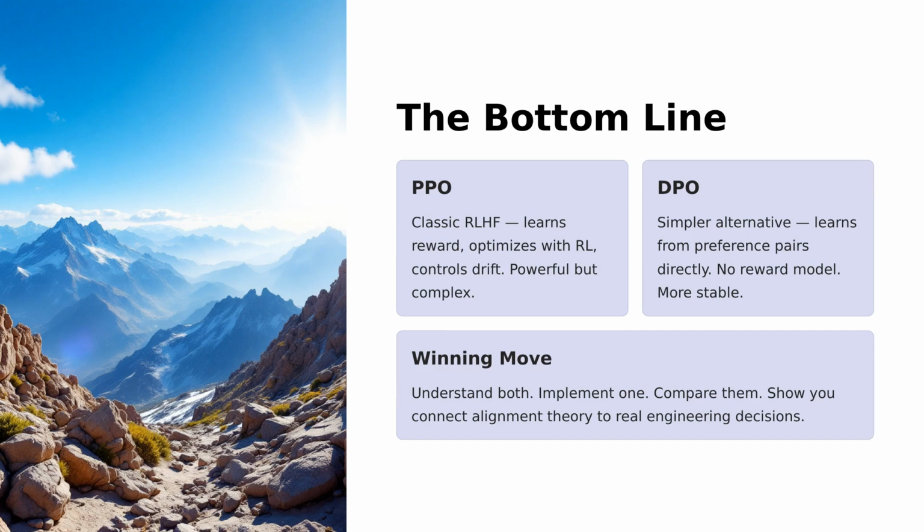Here's the bottom line. PPO is the classic RLHF approach. It learns a reward model, then uses reinforcement learning to optimize behavior while keeping the policy from drifting too far. It's powerful, but also more complex to train. DPO is a simpler alternative that learns directly from preference pairs, without a separate reward model, and is often more stable. The key takeaway is to understand both, implement one, and compare them in practice.